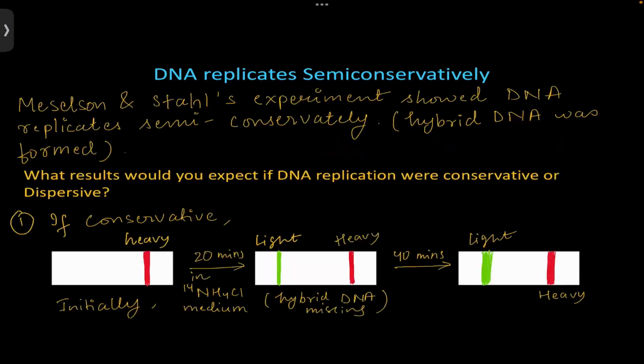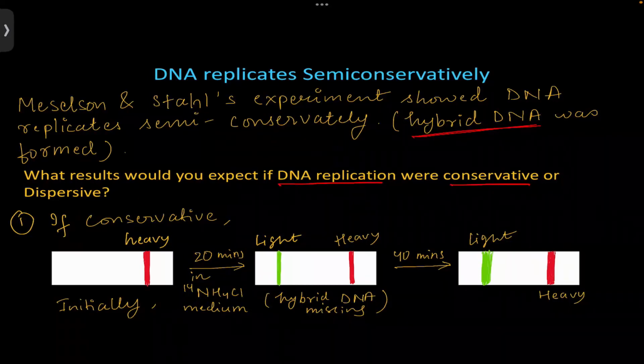Next, as I told you, Meselson and Stahl's experiment conclusively proved that DNA replicates in a semi-conservative manner, meaning hybrid DNA molecules were formed, or DNA molecules having density in the intermediate range of the 2 extremes were observed in their density gradient. Now, what result would you expect if DNA replication was happening in a conservative manner or in a dispersive manner?